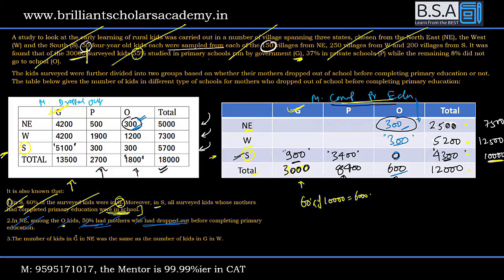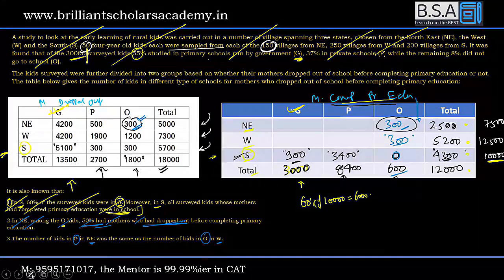The number of kids in G in Northeast is the same as the number of kids in G in West. See, already these numbers are equal. I want the addition of this number and this number to be equal to this number and this number. I want 4200 plus k here, 4200 plus k here. Because these numbers are already equal on the left side, they will be equal on the right side as well.